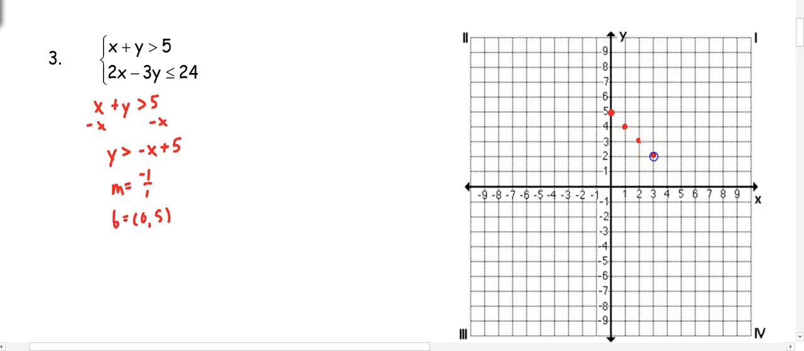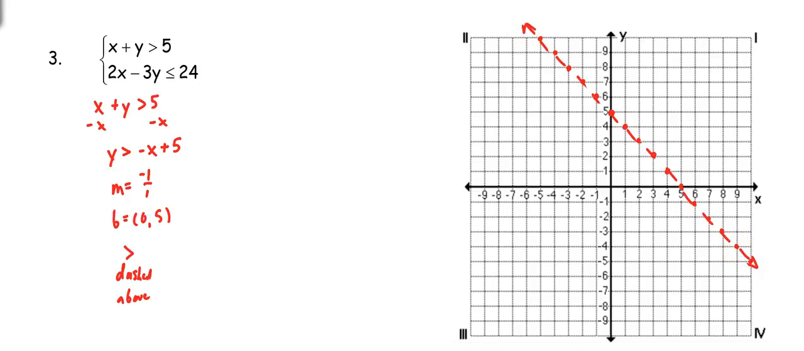So I'm going to do that all the way across the graph. I'm also going to go the other direction and go up 1 over 1 in the other direction. Then looking at my inequality sign, it's a greater than sign, so it's going to be dashed, and we are going to shade above. So we have our dashed line, and then we shade above for this graph.